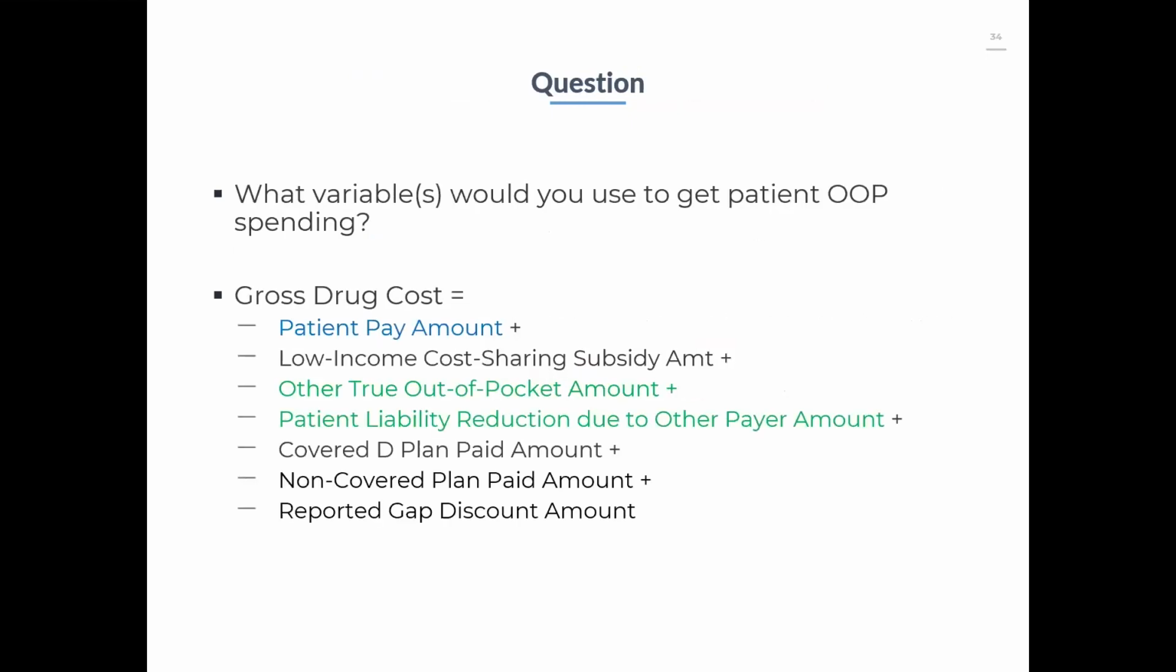And here's another question. What variables would you use to get the patient out-of-pocket spending? So there are three options. One, definitely you would want to use the patient pay amount, and that's the top one in blue. The two in green, sometimes researchers use them and sometimes they don't. It's my understanding that they would rarely change your conclusions because they are such a small factor in out-of-pocket spending. But some researchers choose to calculate the out-of-pocket spending one way or the other, or they do both just to cover their bases.